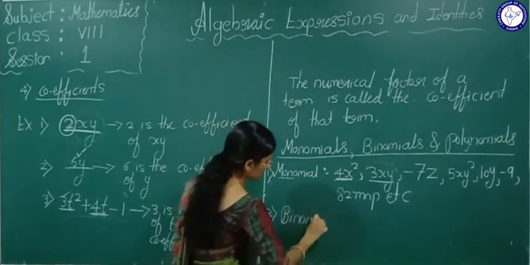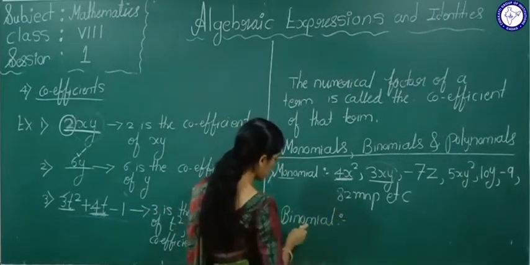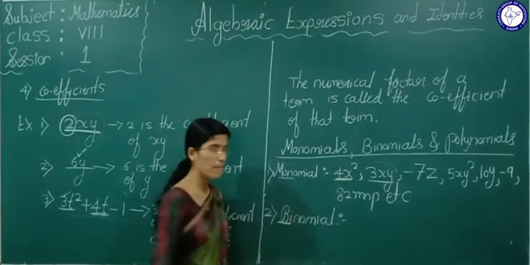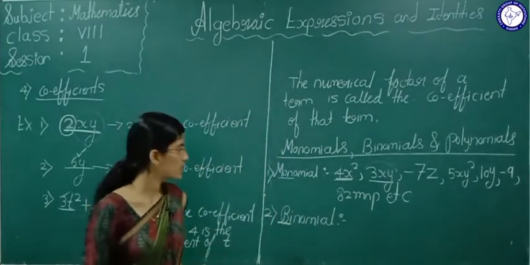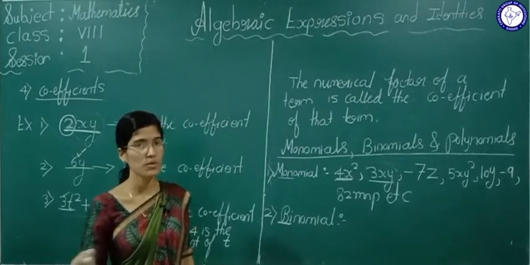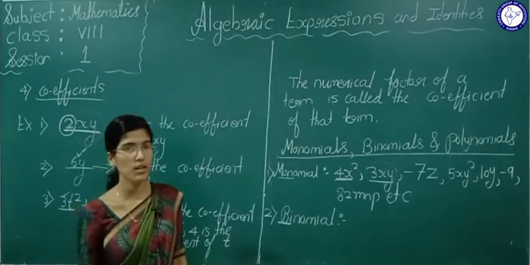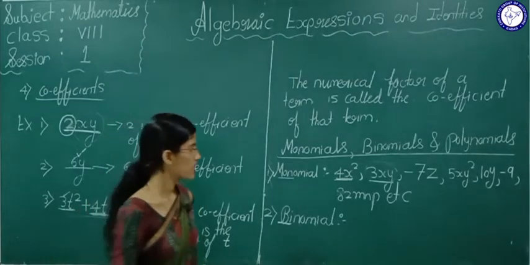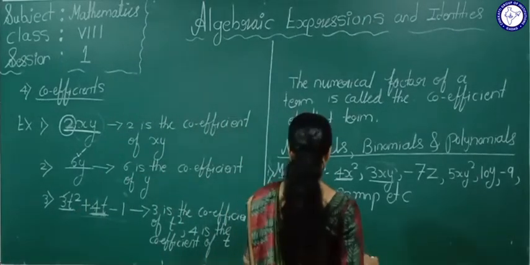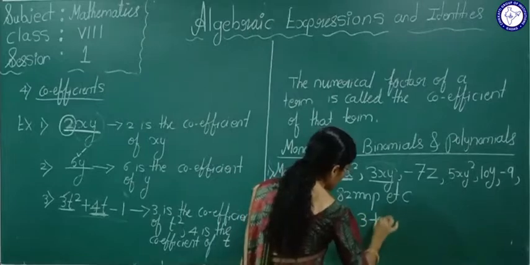Binomial. Bi means 2. Yes or no, students? Bi means 2. Now tell me, what is a binomial? An algebraic expression containing two terms is nothing but a binomial. Yes. Now I will give some examples here. 3 plus x.